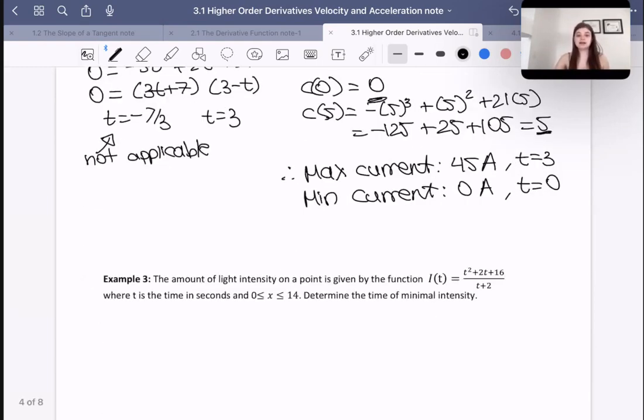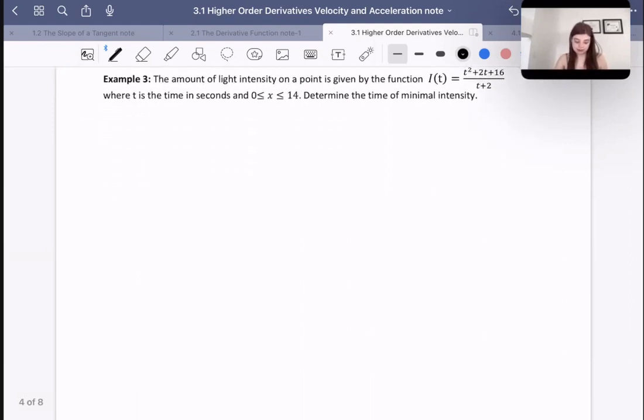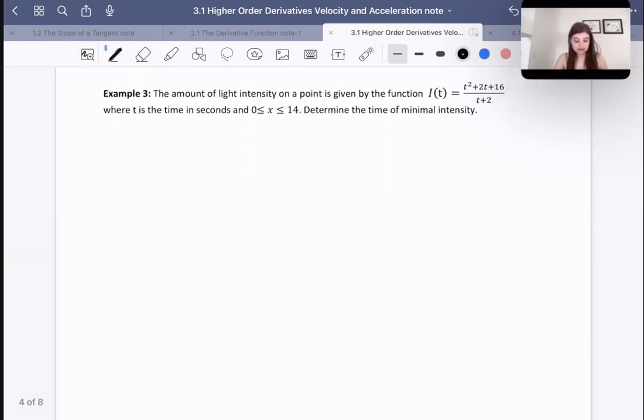All right, let's do one more last example here. It says the amount of light intensity on a point is given by this function, where t is the time in seconds. Determine the time of minimal intensity. Okay, so let's do this one next. First things first, we need to take the derivative, okay? We need to find the derivative.